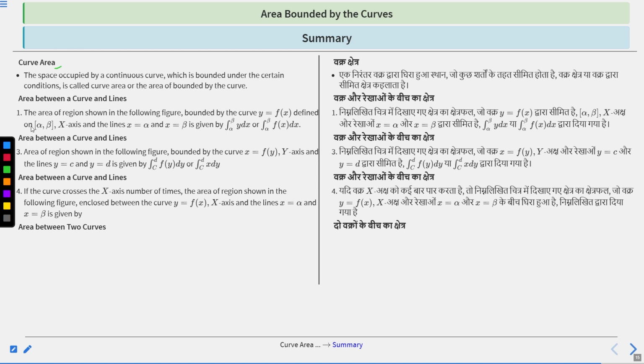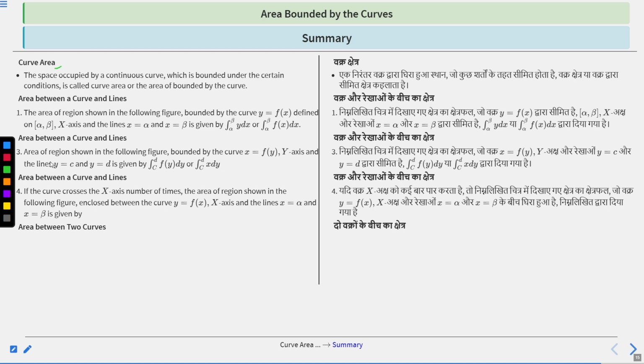After that, we have studied the area between a curve and a line, in which the area of the region shown in the figure, which we had discussed before, bounded by the curve y equal to fx defined on alpha to beta, the x-axis, and the lines x equal to alpha and x equal to beta, is given by integral alpha to beta y dx or alpha to beta fx dx. And when the area is taken on the basis of the y-axis, then the area will be the integration of x dy from alpha to beta, or fy dy from alpha to beta.